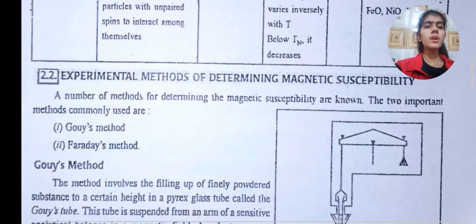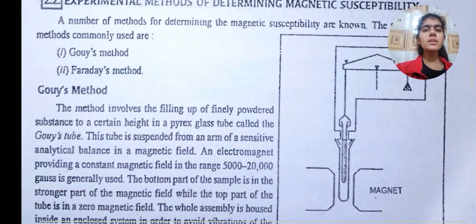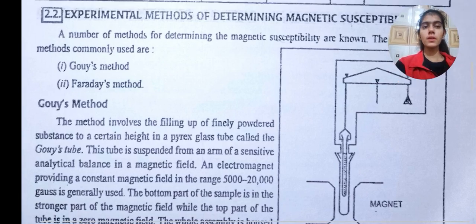Experimental methods of determining magnetic susceptibility. A number of methods for determining the magnetic susceptibility are known. The two important methods commonly used are, first, Gouy's method and second, Faraday's method. So let's discuss Gouy's method. This method involves the filling up of finely powdered substance to a certain height in a Pyrex glass tube called the Gouy tube.